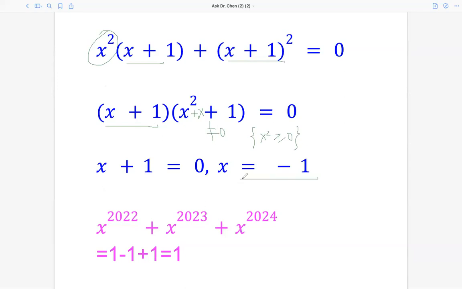Well, then we push this -1 into the evaluation of this expression. So -1 raised by an even number is +1. Raised by an odd number that stays negative. Raised by an even number that becomes positive. So 1 minus 1, 0, plus 1, that's 1. So the answer for this is just 1 in the end.